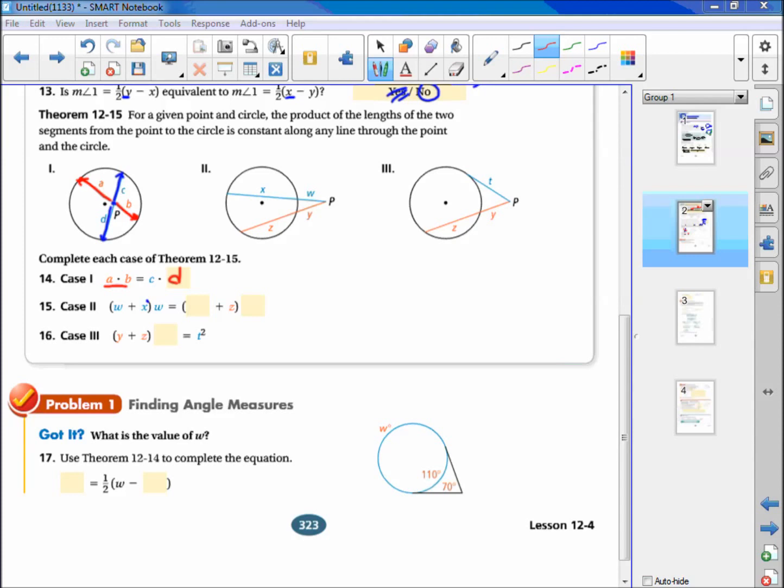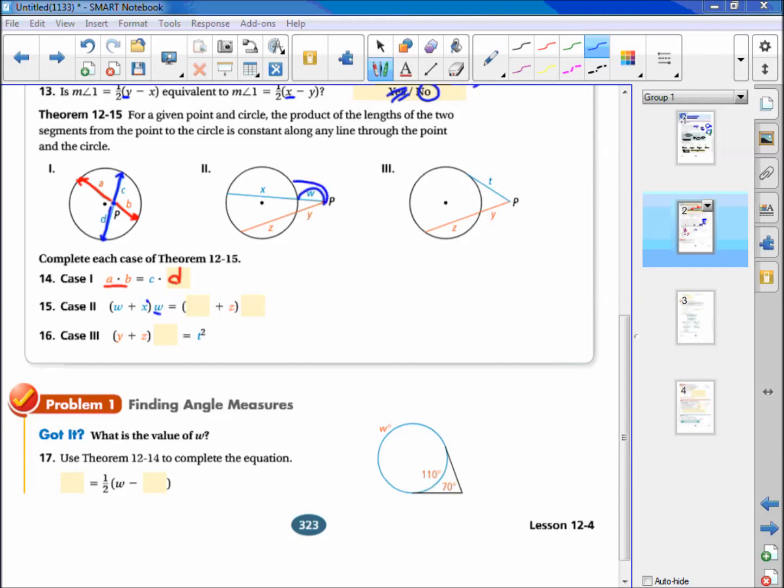All right, so case 2 is when a point is outside the circle and we have two secants that come across it. This is a little bit different in the way we write it, but it means the same thing. So if we look down the blue one from this point, it's this far to cross to the circle the first time, so that's W.